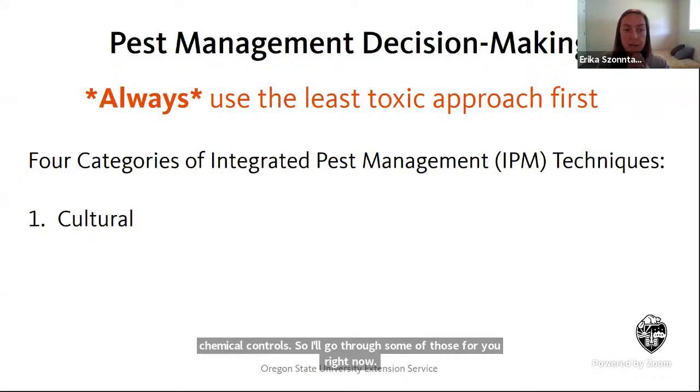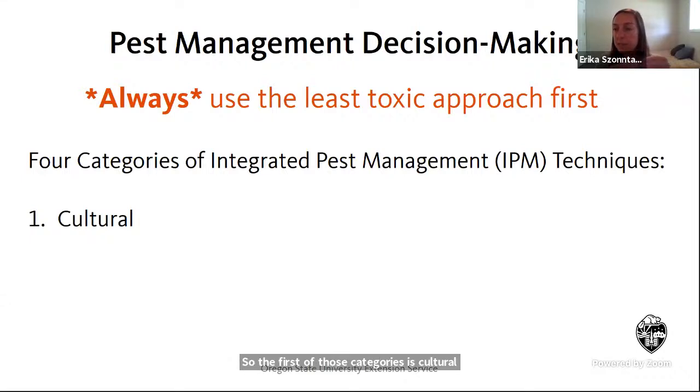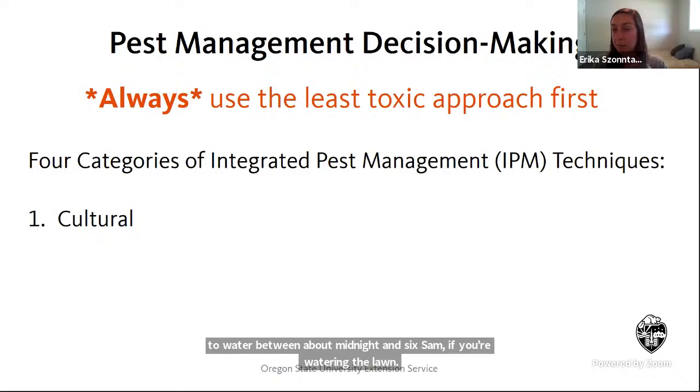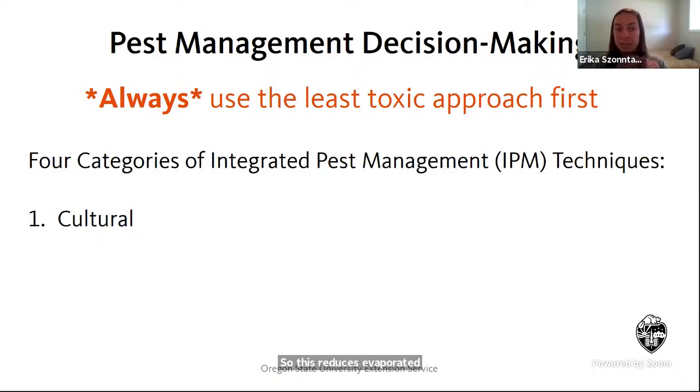The first of those categories is cultural control. That basically means not giving the pest, whether it's a weed or an insect or a fungus, the opportunity to take hold. So for example, with watering, it's generally recommended to water between about midnight and 6 a.m. if you're watering a lawn. This reduces evaporative losses. If you can imagine, if you water in the middle of the day, a lot of that's just going to go right up, especially if it's 90 degrees and sunny.